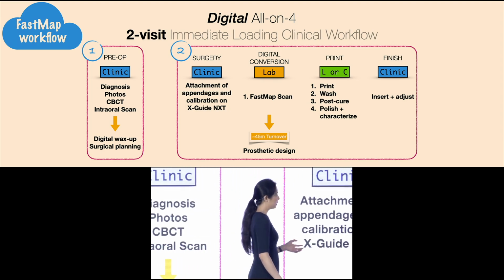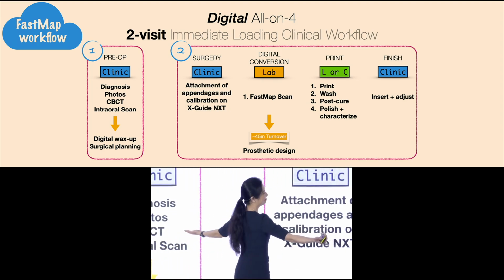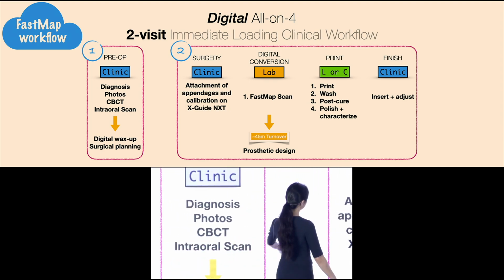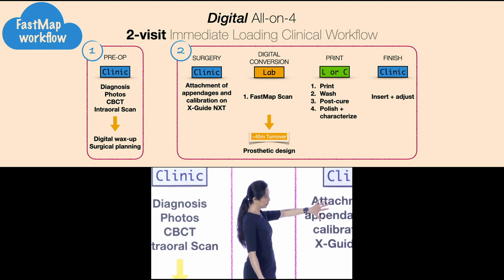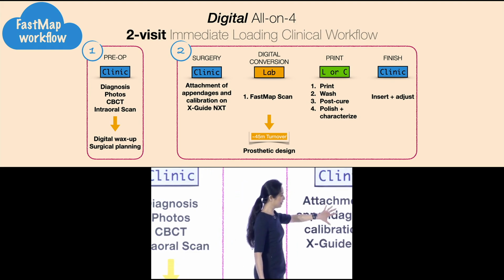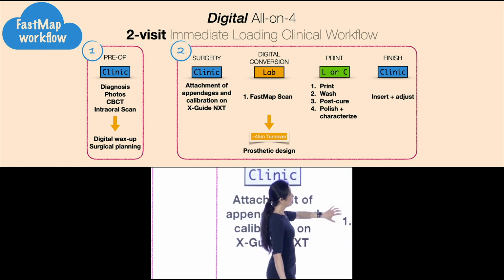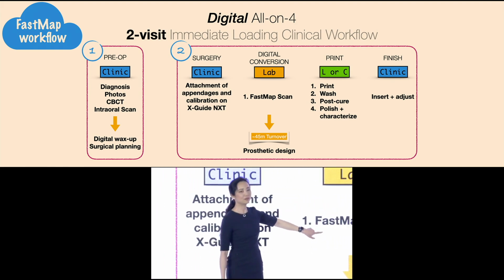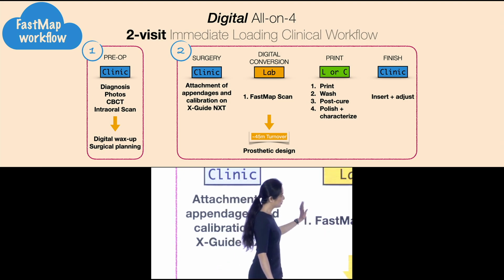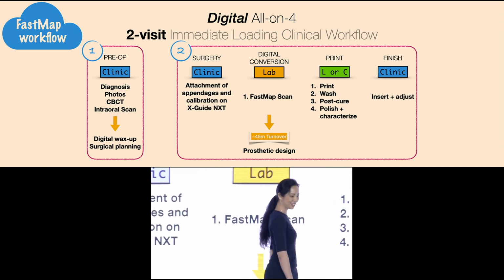So with the FastMap flow, overall, it still looks pretty much the same. Not much has changed. What has changed is what goes on in the surgical step. You have to attach appendages and actually use the exocad appropriately. But what you'll see is in digital conversion, we're down to 1 step, which is just picking up the FastMap scan itself. And after that, everything goes back to printing and finishing.